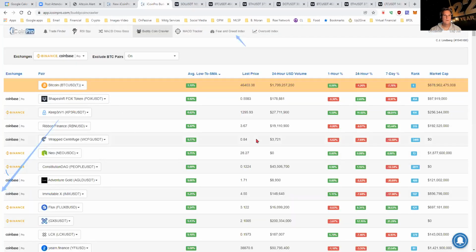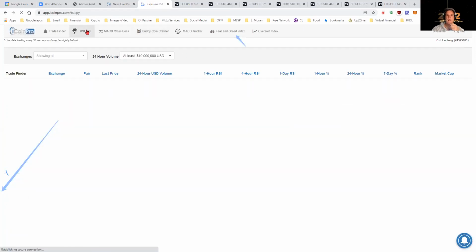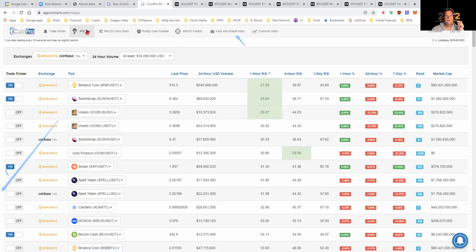iCoinPro. This morning I was on the RSI SPY. I was looking for overbought and oversold. It looks like at the moment on the 1 hour chart, I don't have to go through a bunch of charts for individual coins. This tool of iCoinPro will help you find that kind of thing.